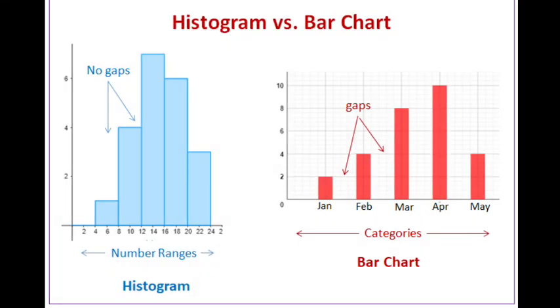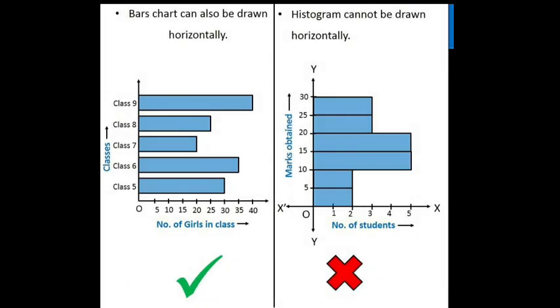Let's discuss the difference between histogram and bar graph. The first one, there are no gaps in between consecutive rectangles in histogram. Second one, bar chart can also be drawn horizontally, but histogram cannot be drawn horizontally.